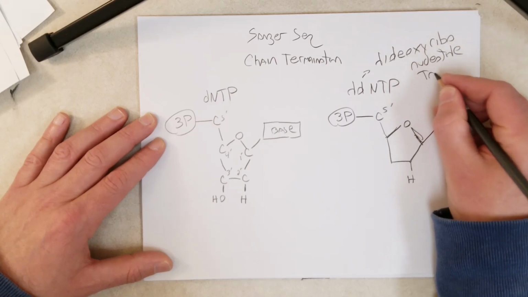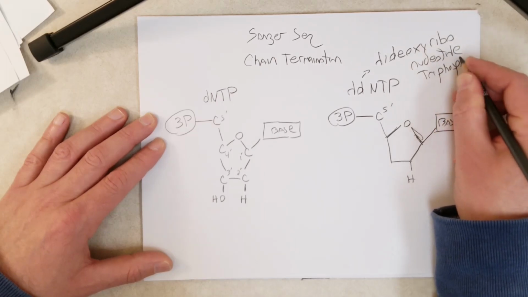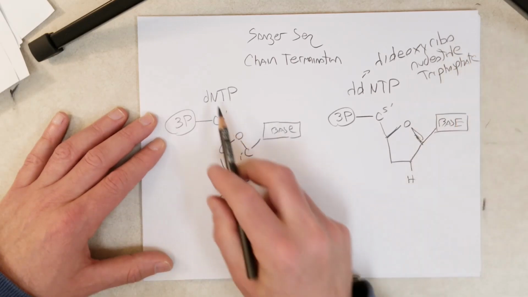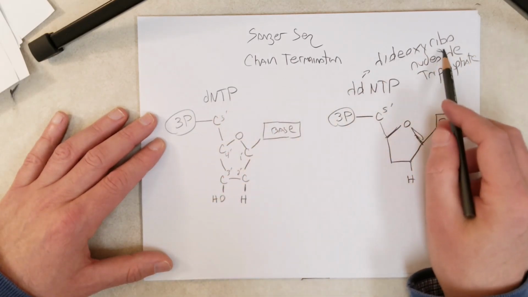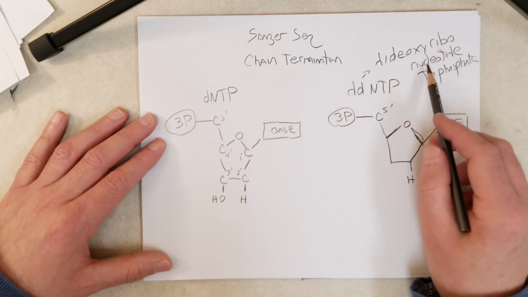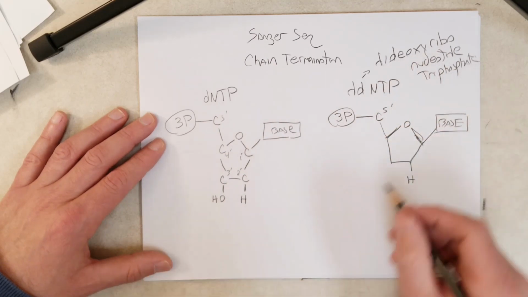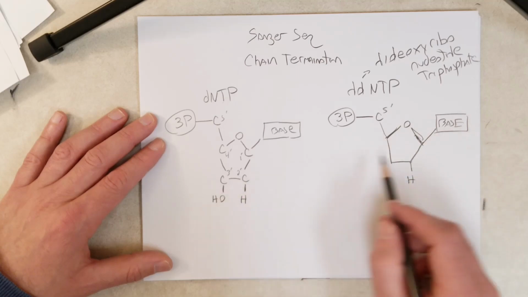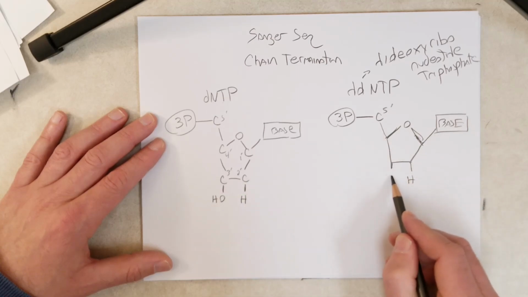ribonucleotide triphosphate. So the dNTP was for deoxyribonucleotide triphosphate. The ddNTP is for dideoxyribonucleotide triphosphate. So the only difference is this thing right here.